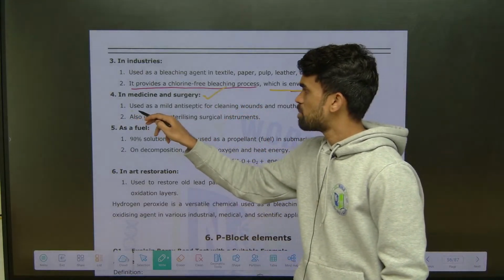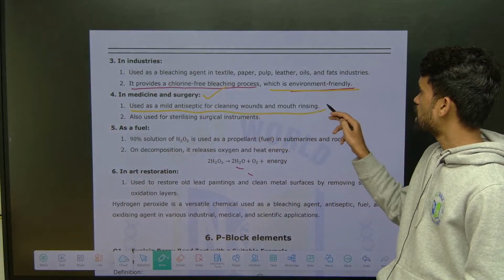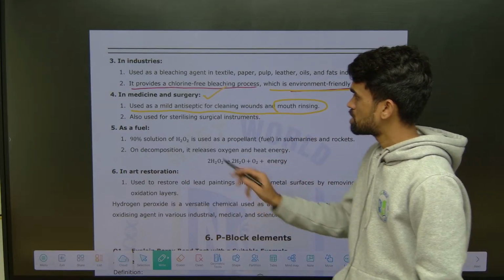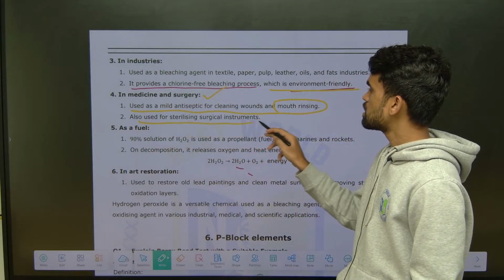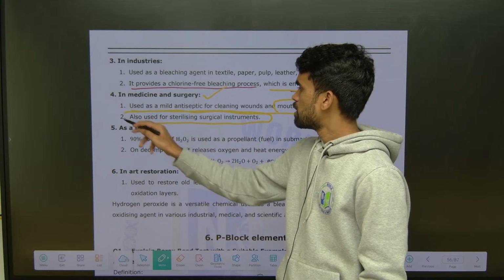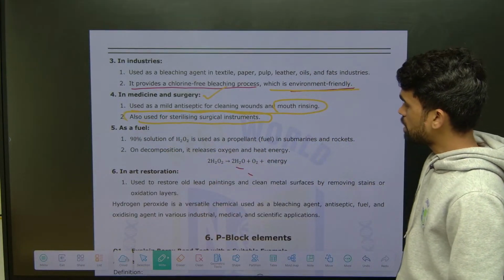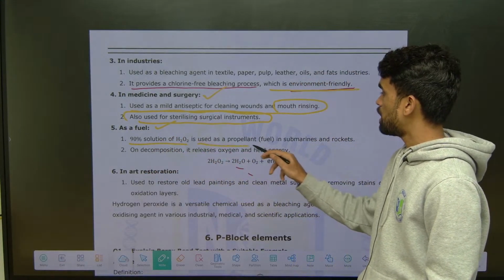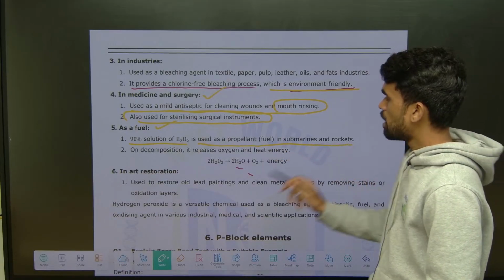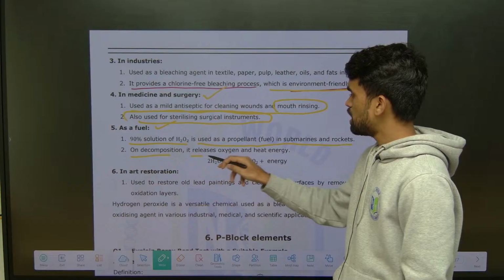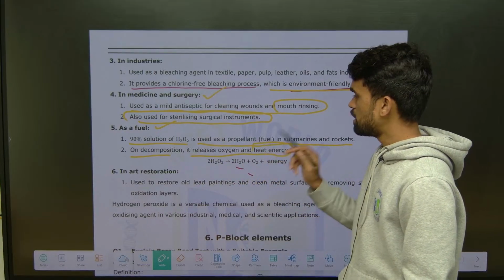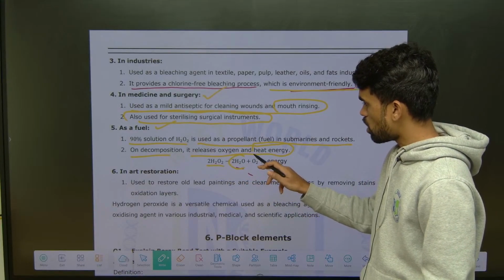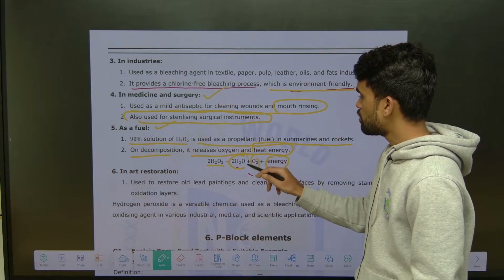It is used as a mild antiseptic for cleaning wounds and mouth rinsing. It is also used for sterilizing surgical instruments. Next, it can also be used as a fuel. A 90% solution of hydrogen peroxide is used as a propellant fuel in submarines and rockets. On decomposition, it releases oxygen and heat energy along with the production of water.